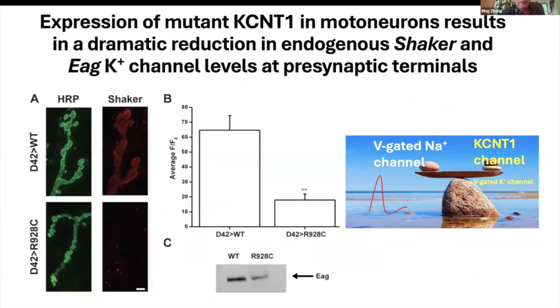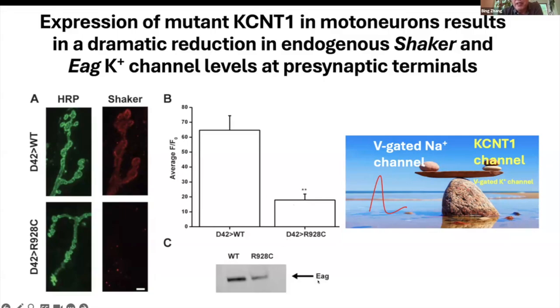This is indeed what we observe, shown here in immunohistochemistry in a nerve terminal, which is a neuromuscular junction. In the wild type, you have the nerve terminal membrane stained by HRP antibody. Then you have a Shaker antibody staining the potassium channel here. In one of these mutant flies, you can observe a tremendous reduction in the average signal of the Shaker channel in the nerve terminal.